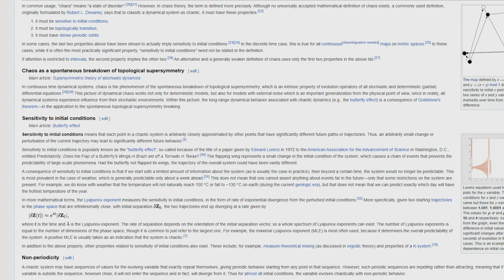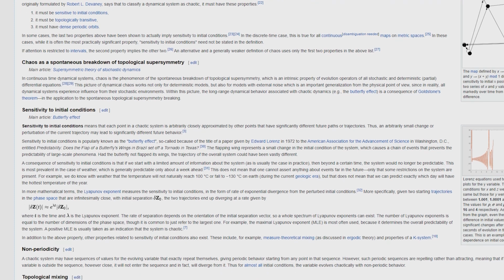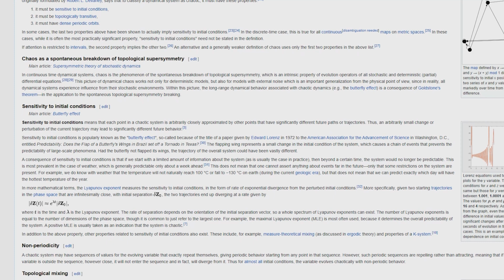More specifically, given two starting trajectories in the phase space that are infinitesimally close, with initial separation δZ_0, the two trajectories end up diverging at a rate given by δZ(t) ≈ e^(λt) δZ_0, where t is the time and λ is the Lyapunov exponent.